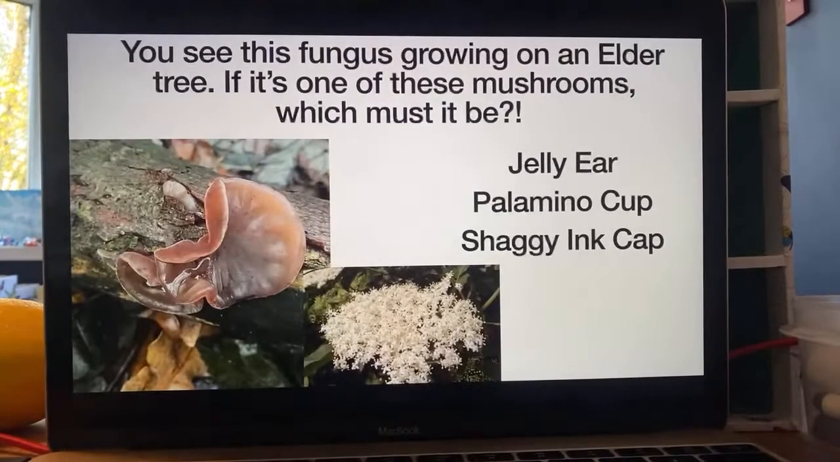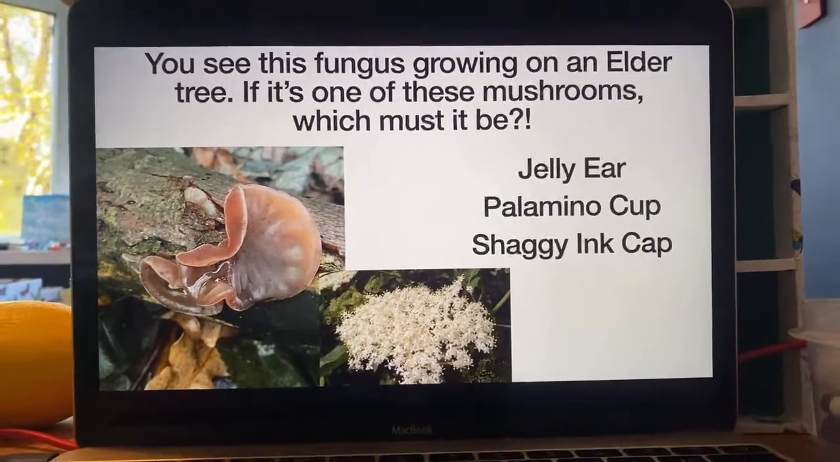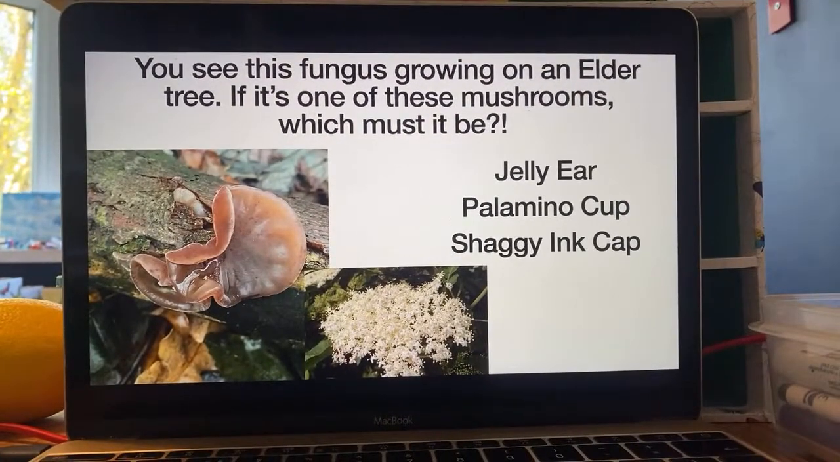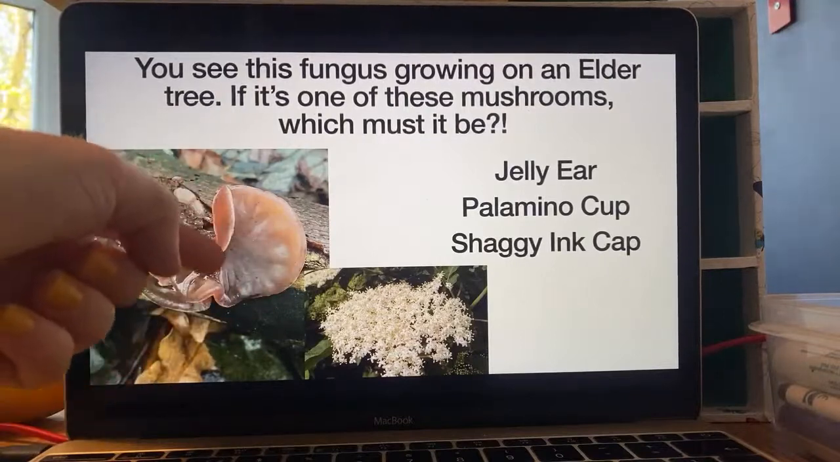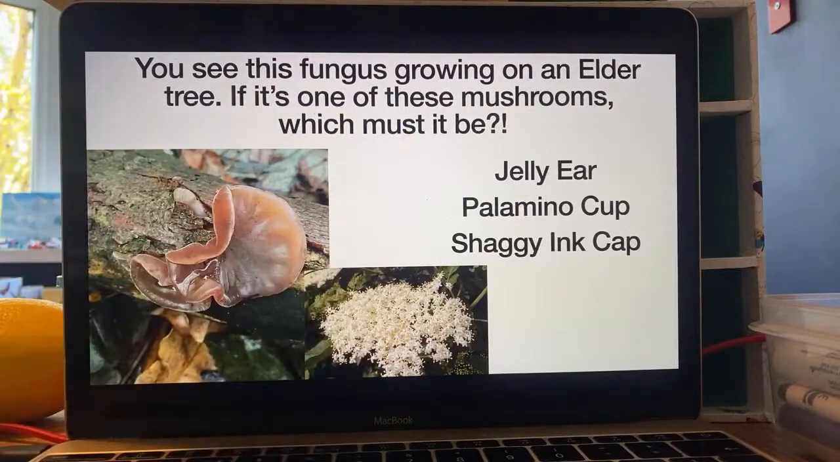Right, are you ready for a little quiz? Just 3 questions to see how carefully you've been listening. What do you reckon? You see this fungus growing on an elder tree. There's some elder flower there. If it's one of these mushrooms on this list, which one must it be?